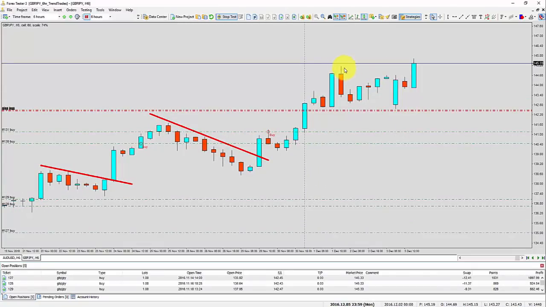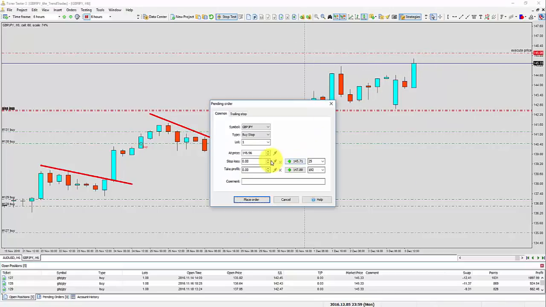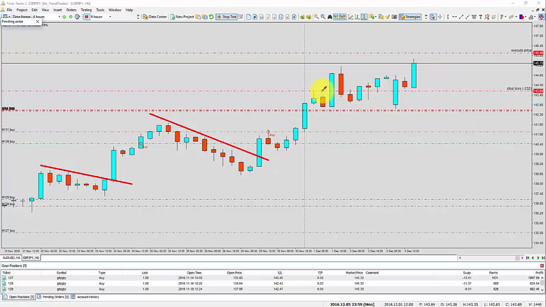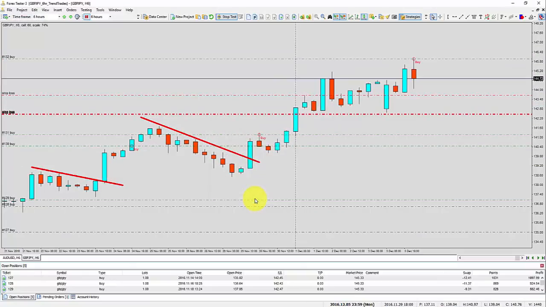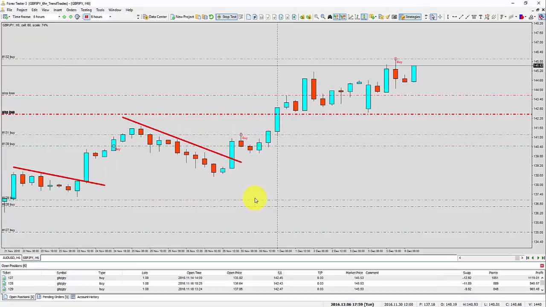So this would be a breakout here. I would call this another box here. I would draw another box here, and I would just put a buy stop above this high and see if this is going to break. Not really.